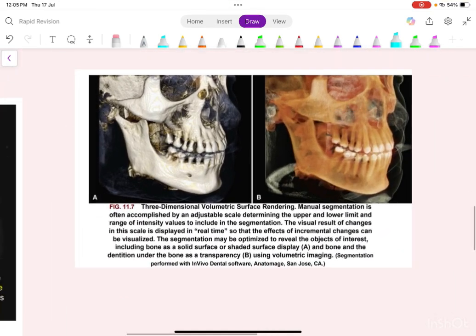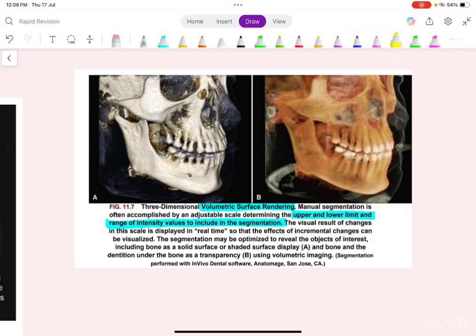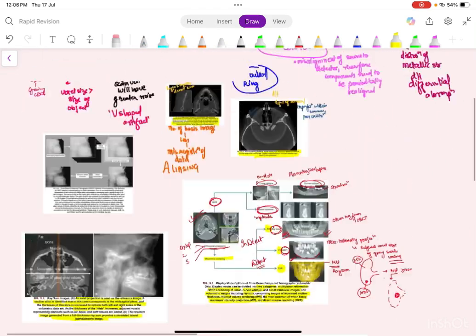Now this is volume surface rendering. In this you are selecting an upper and a lower limit of the range of intensity values to include in the segmentation. The visual result of changes in the scale is represented in real time, so the effects of incremental changes can be visualized. Now in A you can see the bone being represented, and in B you can see the transparency. So this is about volume rendering.